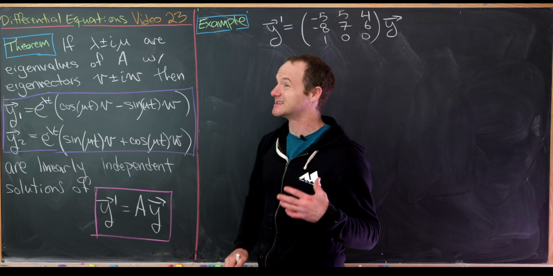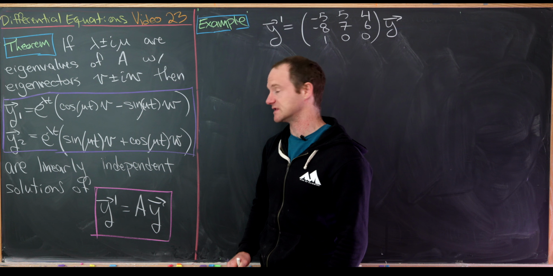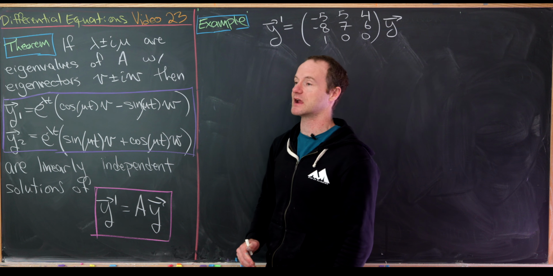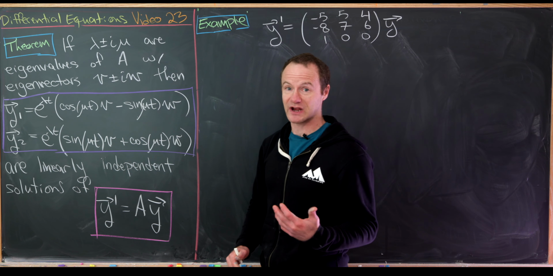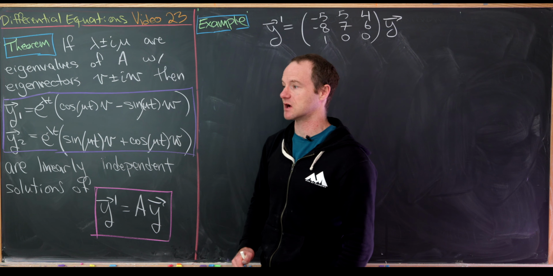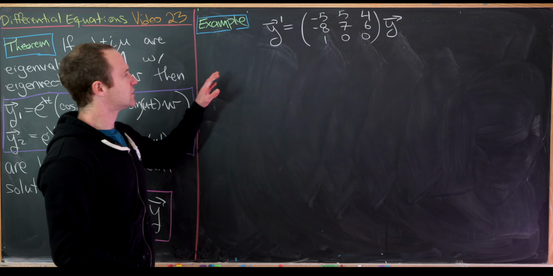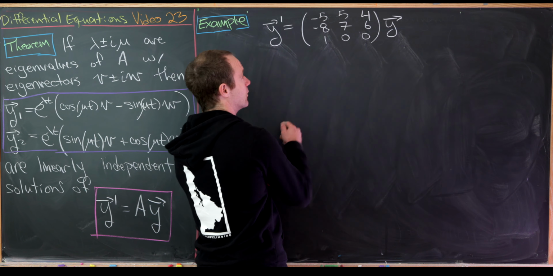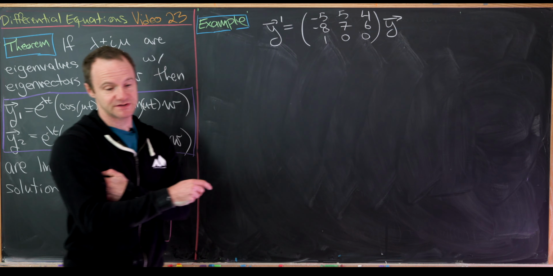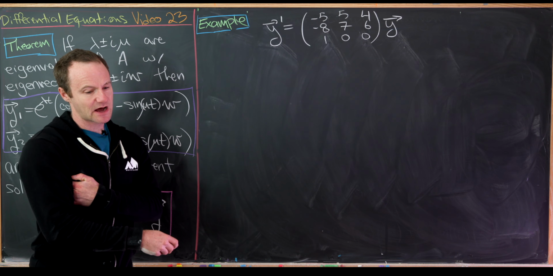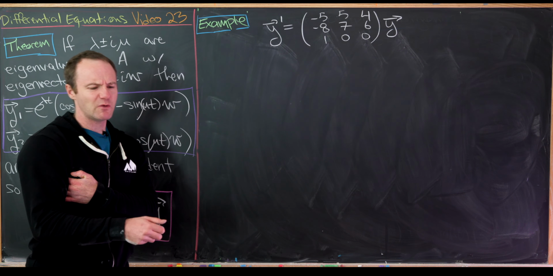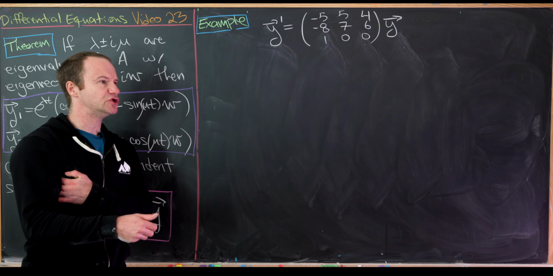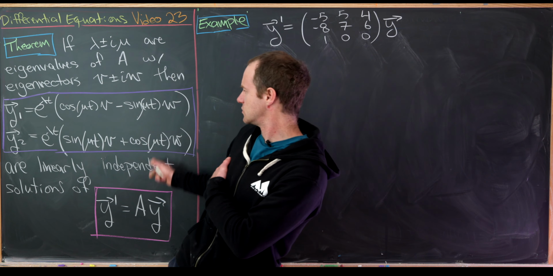So let's notice that this does not only work for 2x2 systems, but also 3x3 systems that happen to have complex conjugate pair eigenvalues, or even larger n by n systems that have these complex conjugate pairs. Okay, so let's look at an example. So we have y prime equals the matrix -5, 5, 4, -8, 7, 6, -1, 0, 0 times y. So let's calculate the eigenvalues. We maybe won't go through all of the details of calculating the eigenvectors, but maybe we'll do enough to write down a solution using this.